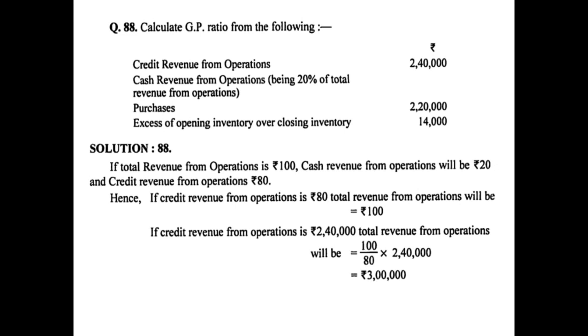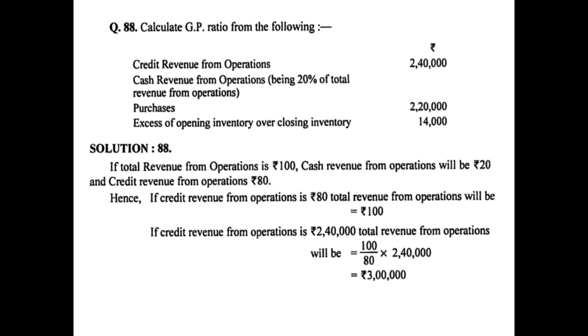So this will help you in calculating the cost of goods sold. Now you have the sales information, you have the cost information. Now let us start with the solution. If total revenue from operations is 100, cash revenue from operation will be 20. Why? Because it is 20% of the total revenue from operation. And credit revenue from operation will be 80. Hence, if credit revenue from operation is 80, total revenue from operation will be 100 as we have discussed.